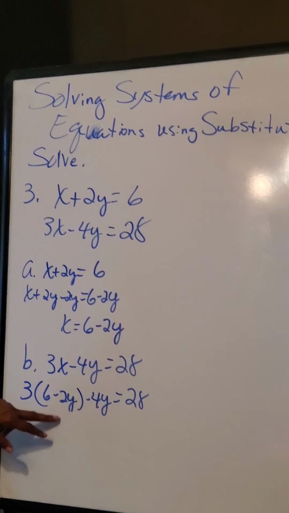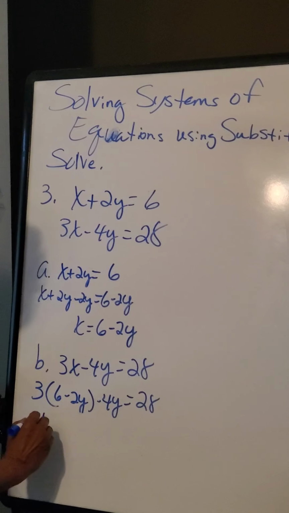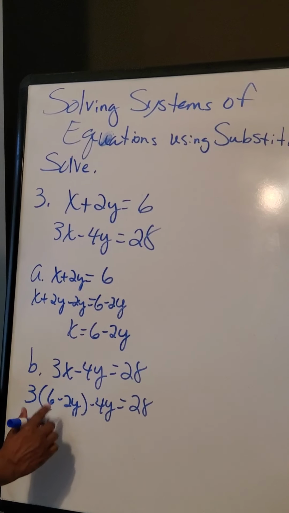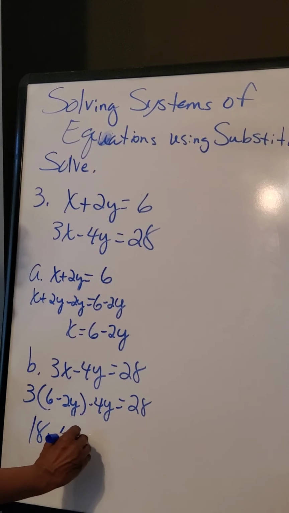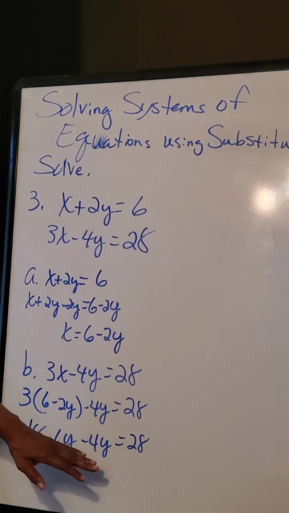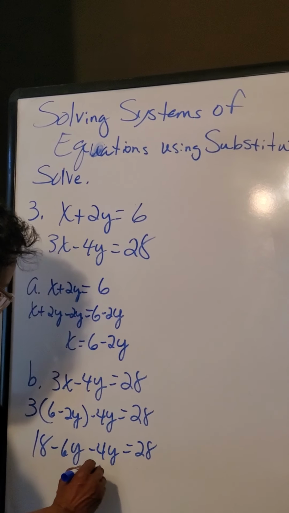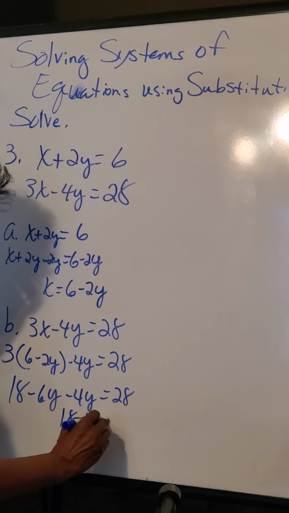Use your distributive property and clear the parentheses. 3 times 6 is 18. 3 times a negative 2y is a negative 6y. If you notice, you have some like terms. So combine those like terms. That dash makes the 6y negative, dash makes the 4y negative. So I'll end up with 18 minus 10y.